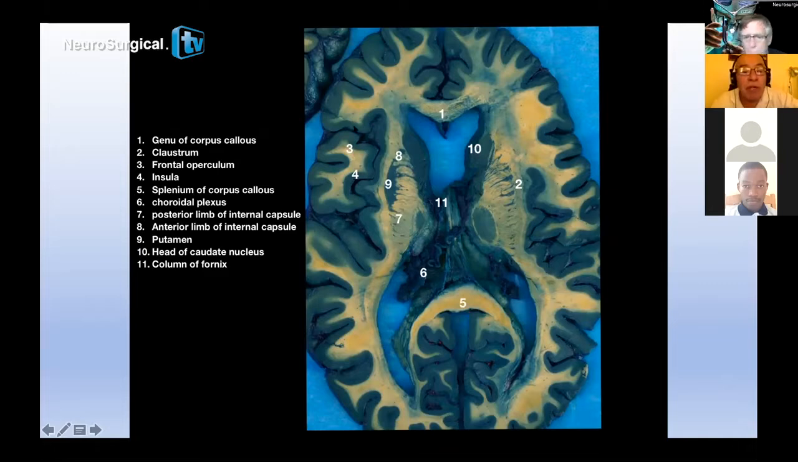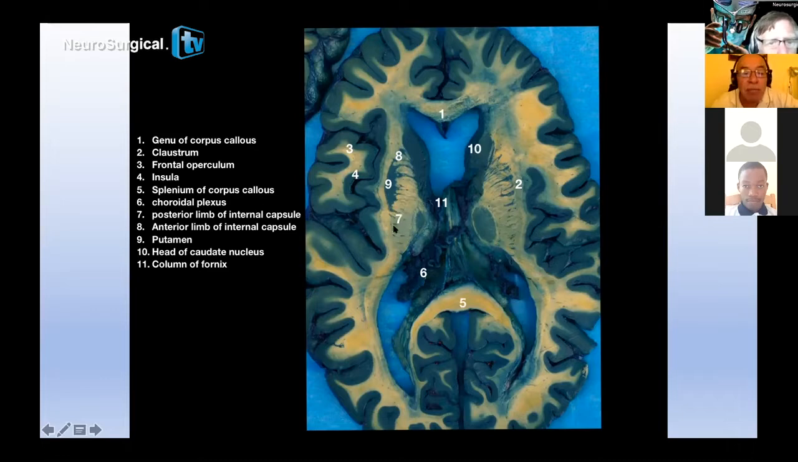With number 3, the operculum. The fourth is insula. Number 5, splenium of corpus callosum. 6, choroid plexus. 7, posterior limb of internal capsule.